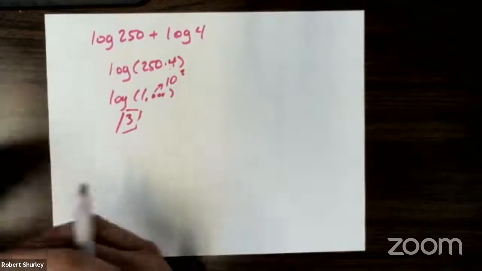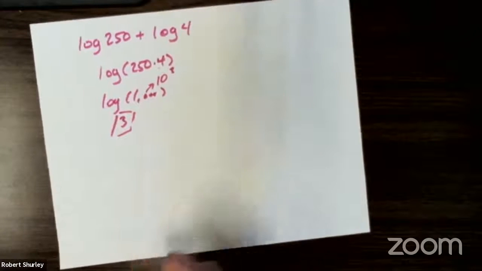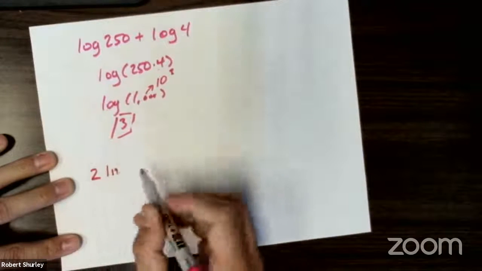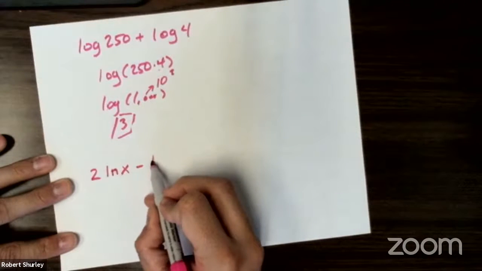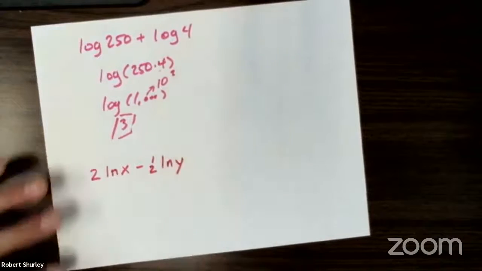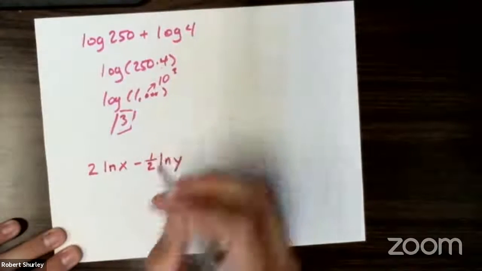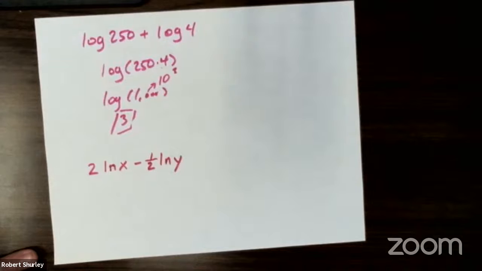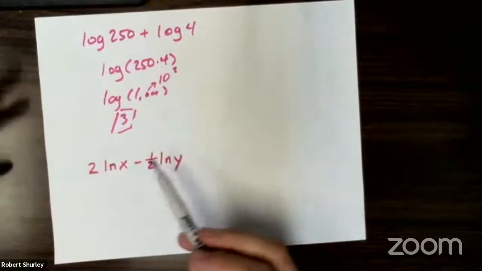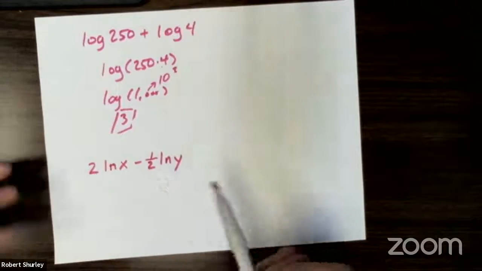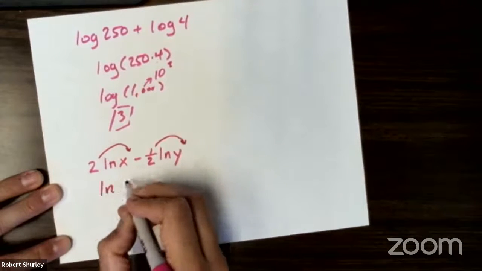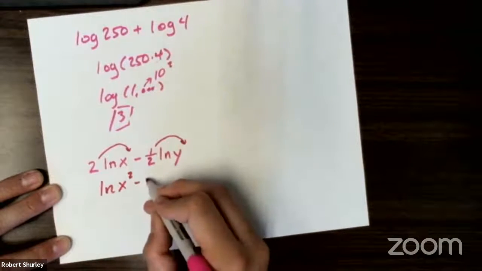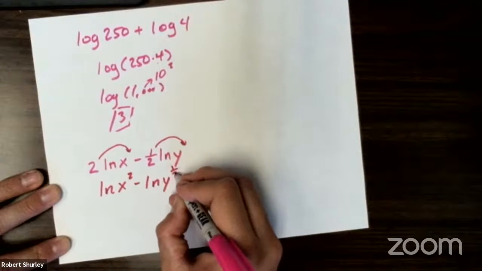Okay, now let's look at one with a coefficient. Let's say we've got 2 ln of x minus 1/2 ln of y. Before you get started on this, you have to get rid of the coefficients. So you have to bring the 2 up front and the 1/2 up front. So we get ln of x squared minus ln of y to the 1/2.